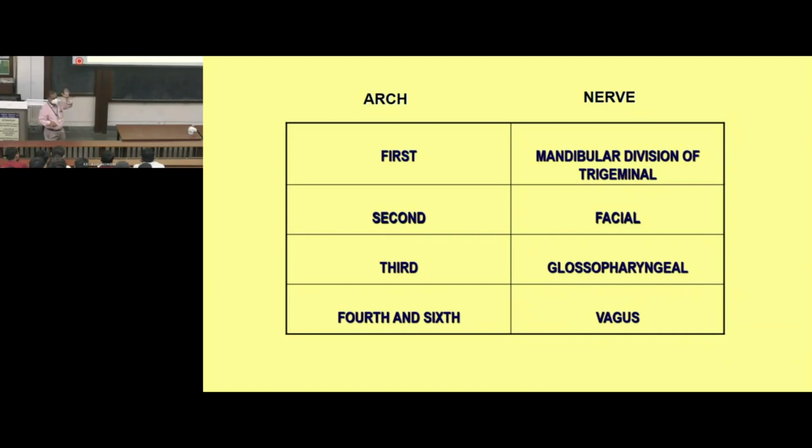So 5, 7, 9 and 10. Now having learnt functional components of cranial nerves before, you have learned this? Can you tell me cranial nerves 5, 7, 9 and 10, based on their supply to muscles derived from pharyngeal arches, carry which component? Correct. Special visceral efferent or branchial efferent. So that's the correlation.